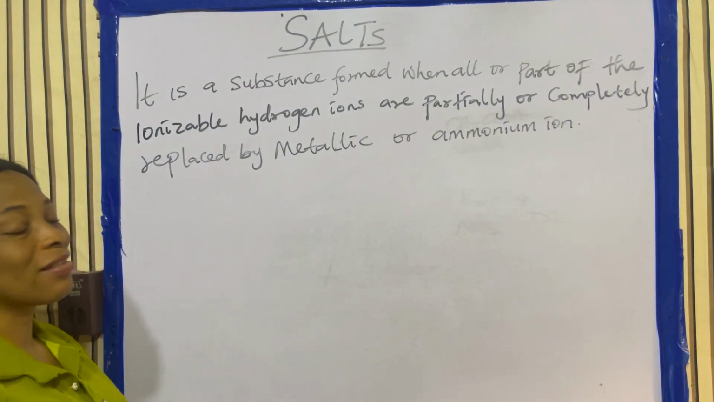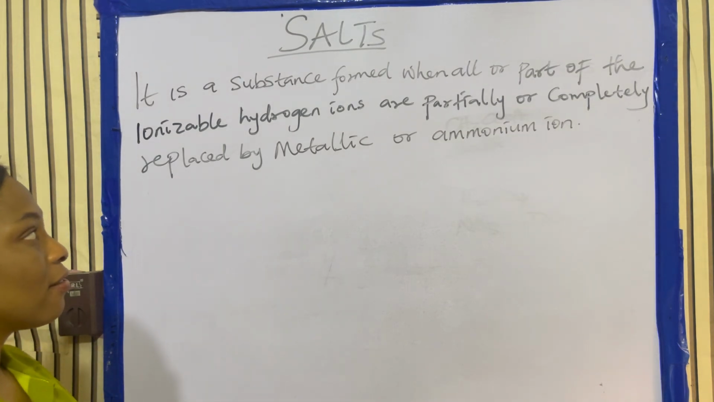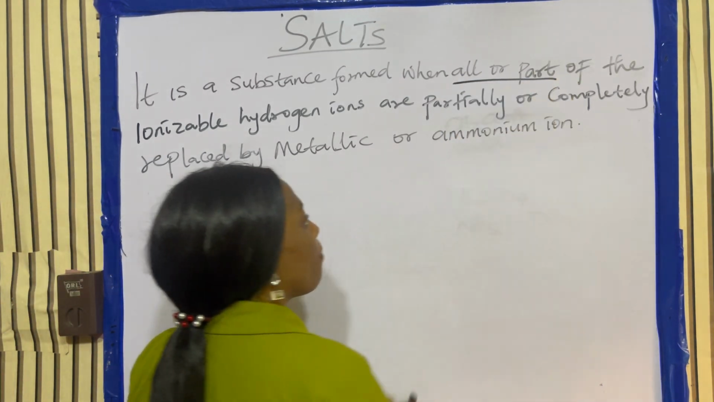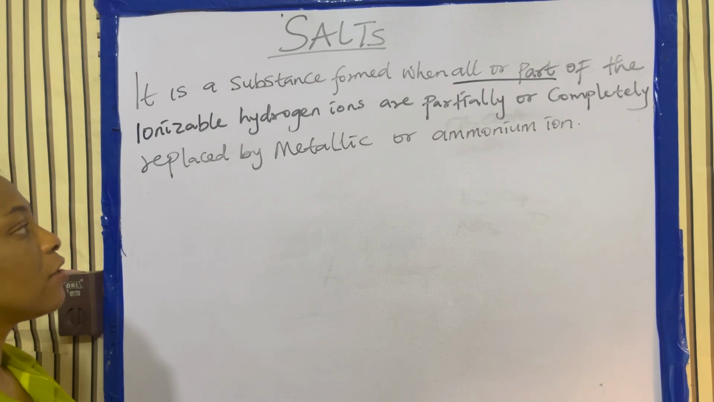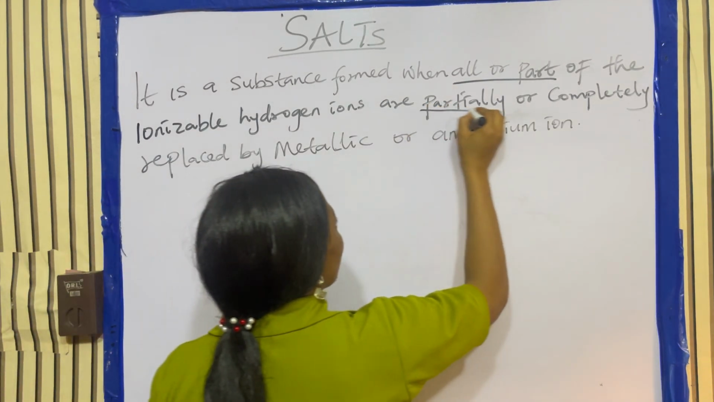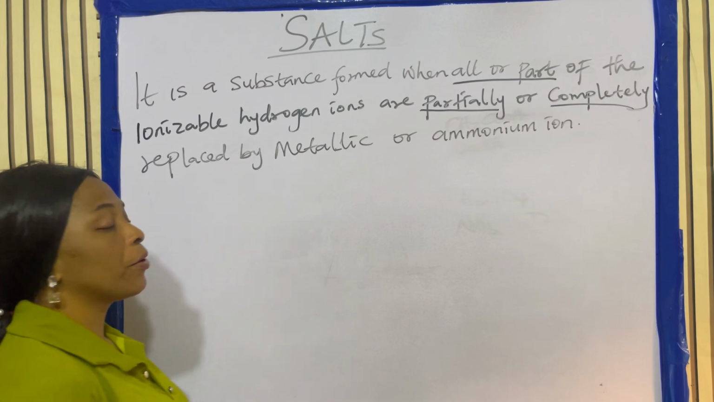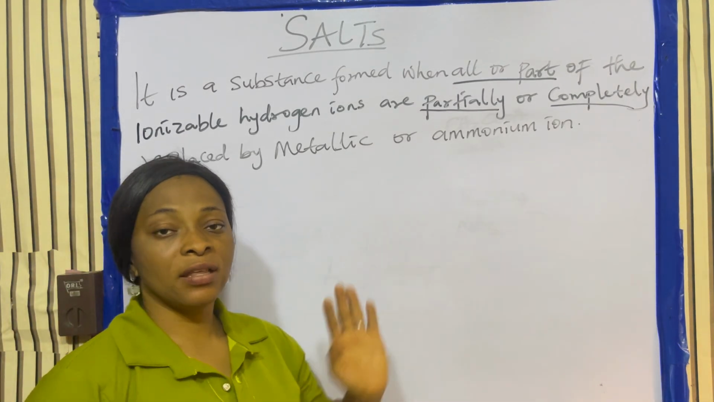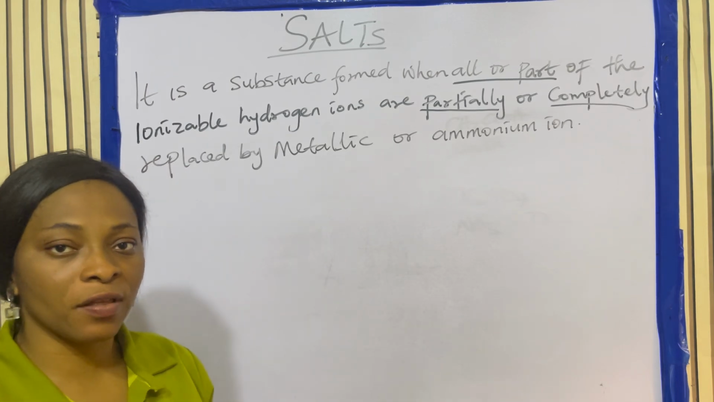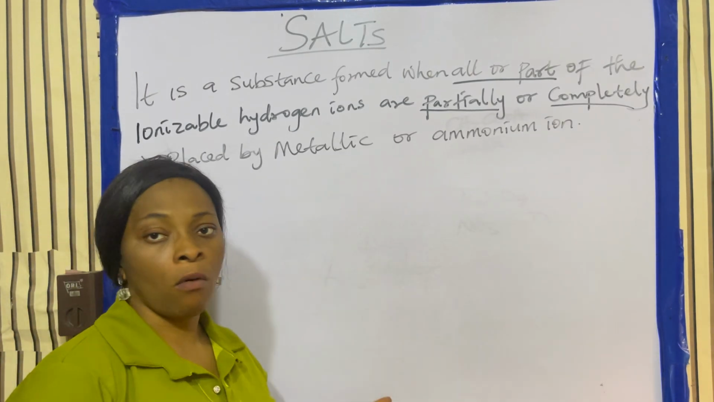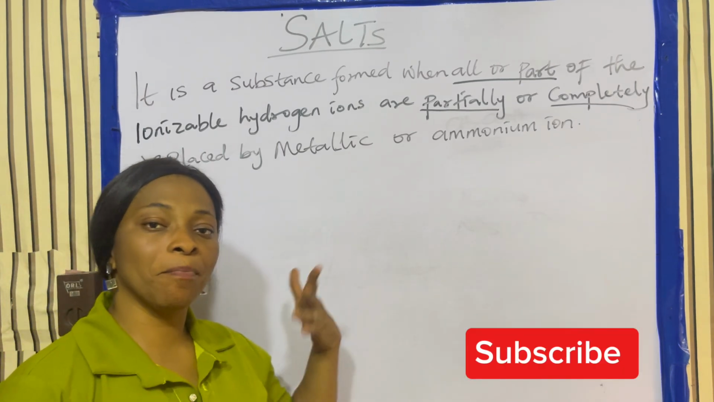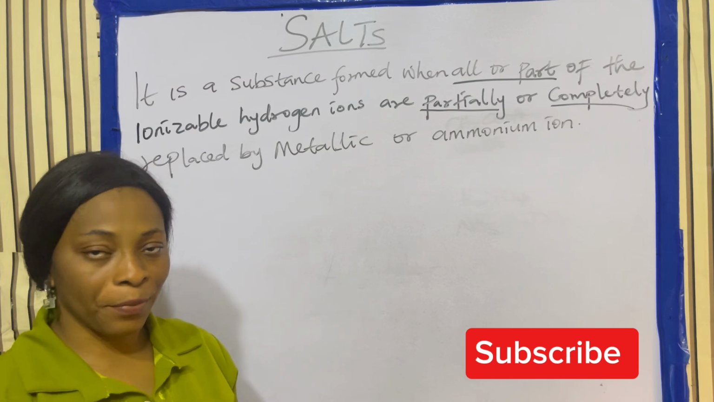Now, what is a salt? A salt is any substance formed when all or part of the ionizable hydrogen ions are partially or completely replaced by metallic or ammonium ions. This is the right definition of a salt, when some or all of the hydrogen ions have been partially or completely replaced.